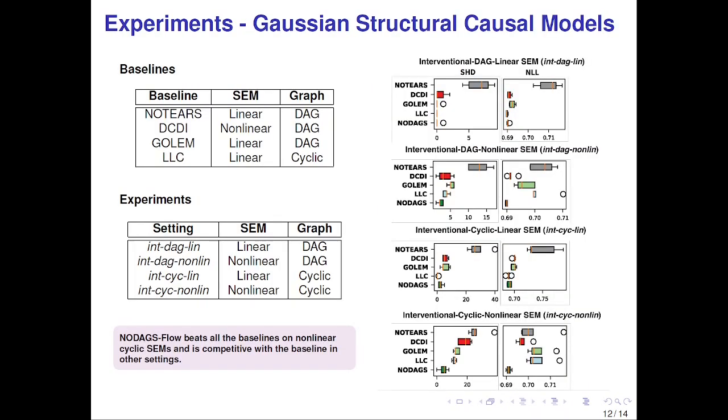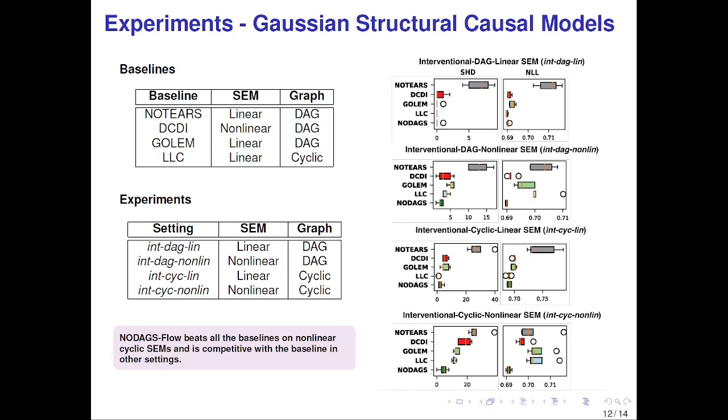We now compare the performance of NODAGS-Flow with the existing state-of-the-art causal discovery methods. A summary of the baselines is shown in the table in the top left. Of the chosen baselines, DCDI is the current state-of-the-art when it comes to learning nonlinear DAGs, and LLC is the current state-of-the-art when it comes to learning linear cyclic graphs. A total of 4 different experiments were performed where we varied the structural equations to be either linear or nonlinear, and the underlying causal graph to be either a DAG or a cyclic graph. In all of these settings, the training set consisted of single node interventions over all of the nodes in the graph, and the testing set consisted of unseen 2-node interventions.